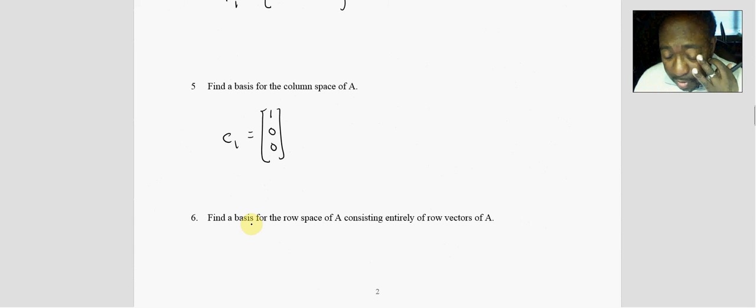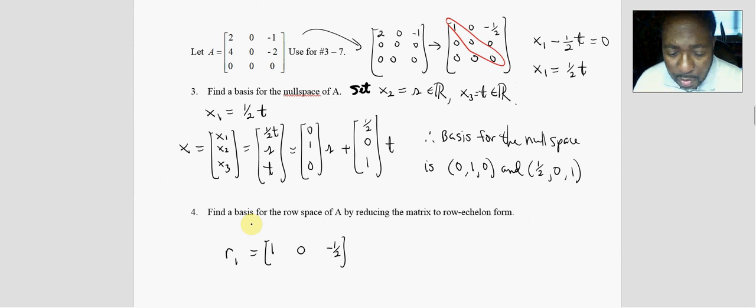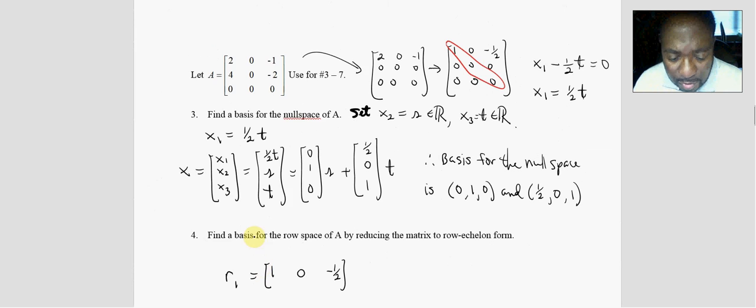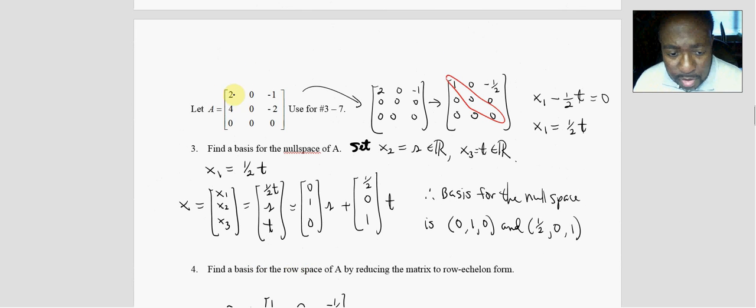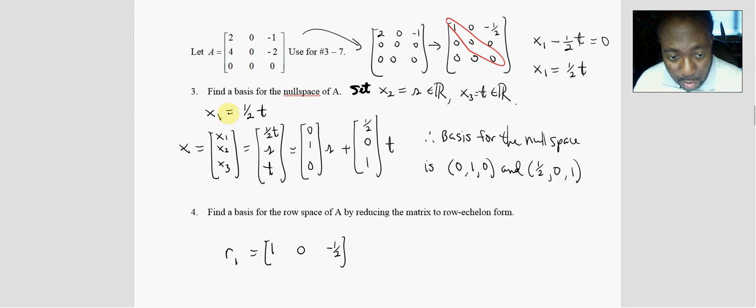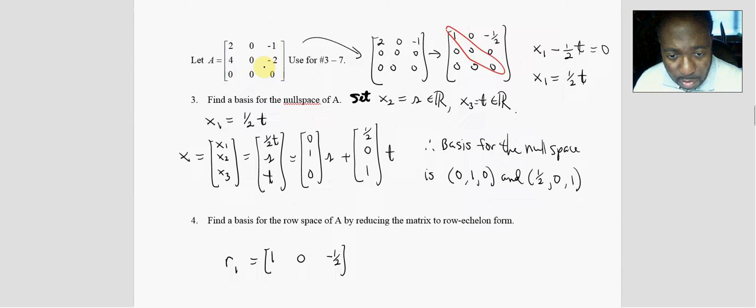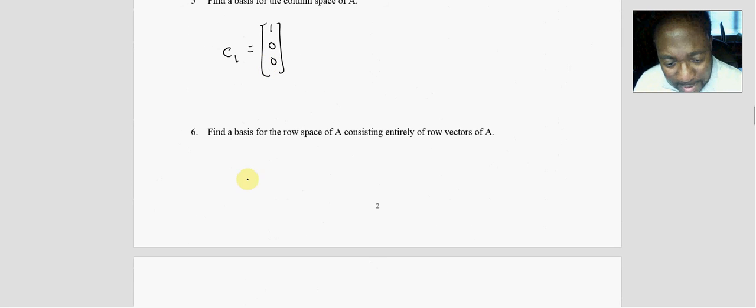Find a basis for the row space of A consisting entirely of row vectors of A. Well, we only had one vector for the row space, which corresponds to that first row, which has 2, 0, and -1 as entries.